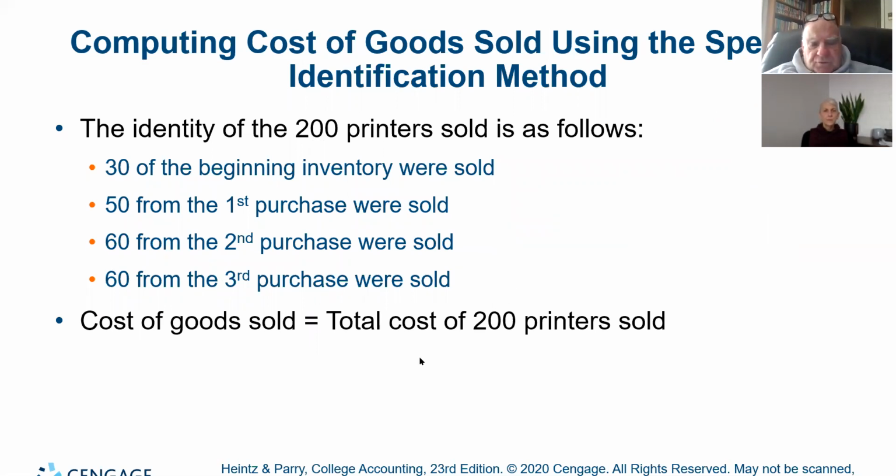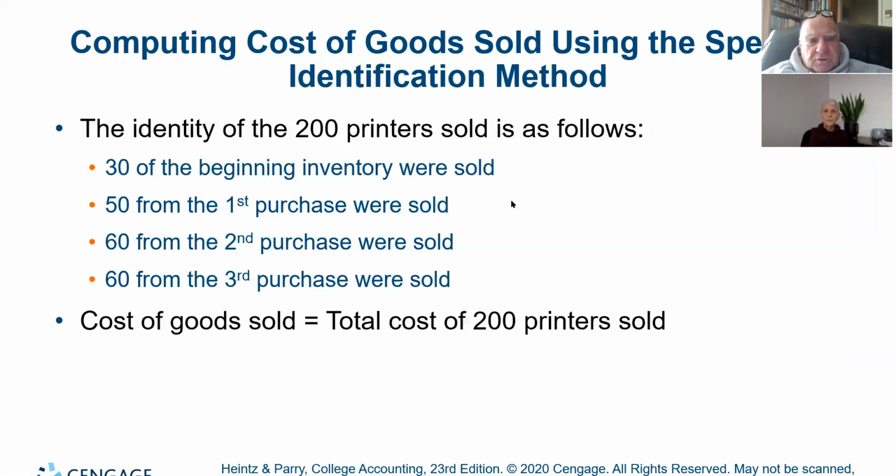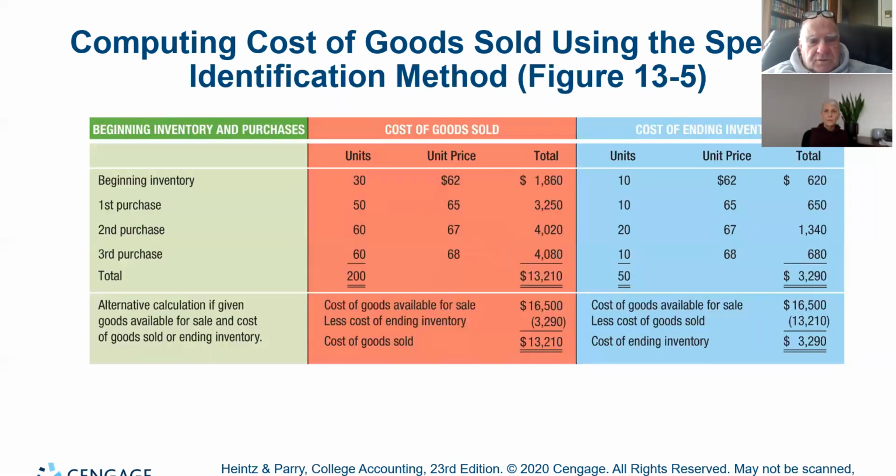So the cost of goods sold is the cost of the 200 printers sold. Here is your specific ID method. They told you that they sold 30, 50, 60, 60 from these layers here. So this is your cost of goods sold, right? Let's look at the layers here.